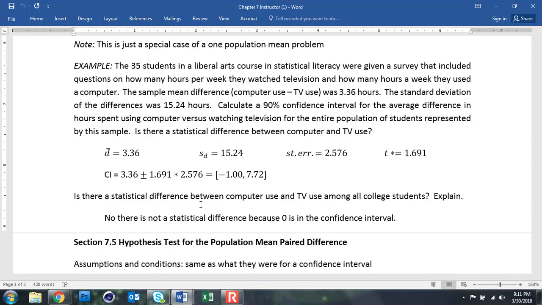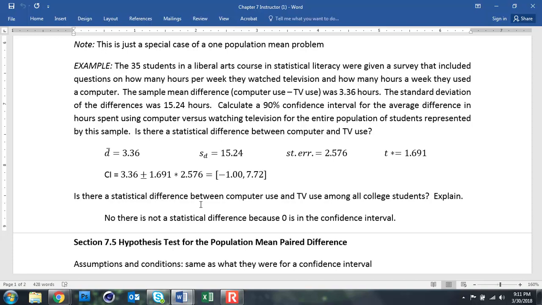The standard deviation of the differences was 15.24 hours. Calculate a 90% confidence interval for the average difference in hours spent using computer versus watching television for the entire population of students represented by the sample. And then answer the question: is there a statistical difference between computer and TV use?